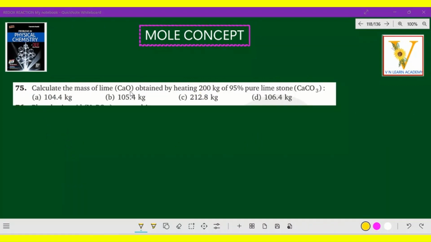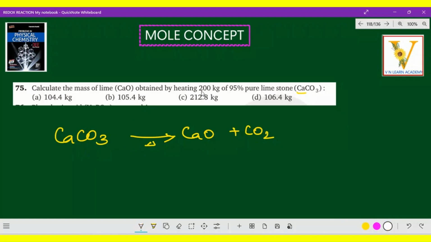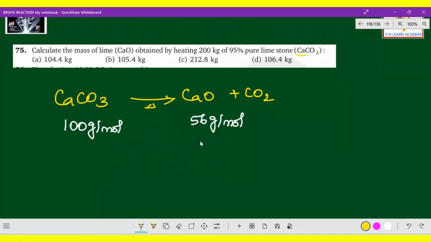The next question: calculate the mass of lime, that is CaO, obtained by heating 200 kg of 95% pure limestone, CaCO3. Come on, let us check what is the correct option. Here, CaCO3 when you heat gives CaO plus CO2. So here they mentioned lime obtained by heating 200 kg of 95% pure limestone, right? What is the molar mass of calcium carbonate? 100 gram per mole. And in the same way, CaO is 56 gram per mole.